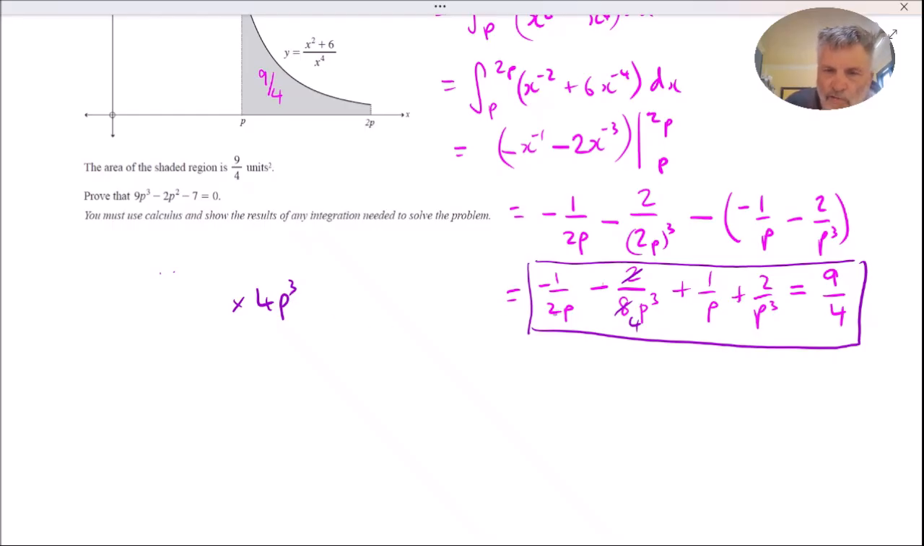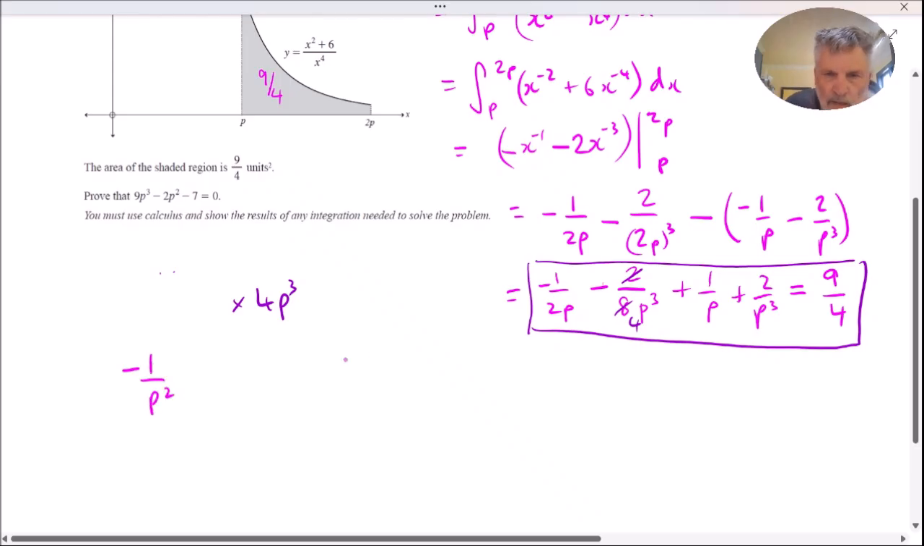So if I multiply this by 4 times p cubed, 4 over 2 will be 2, p cubed over p will be p squared. So I have minus 1 over p squared. This one, it's got 4p cubed in the denominator. I'm just going to lose that, so I'll just get minus 1. This one, I've got just a p in the denominator, so I'll end up with plus 4p squared. And this one, I've got p cubed in the denominator, so I'm going to end up with 8. And equal to, I've got 4 in the denominator, so I'm going to end up with 9p cubed.